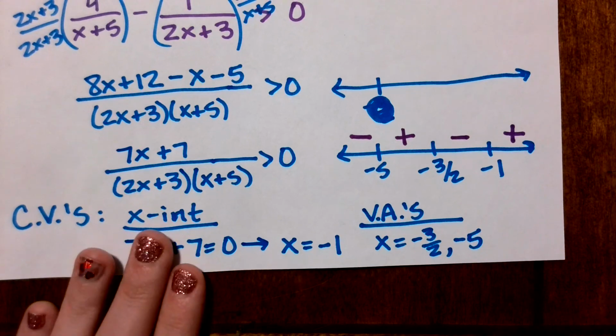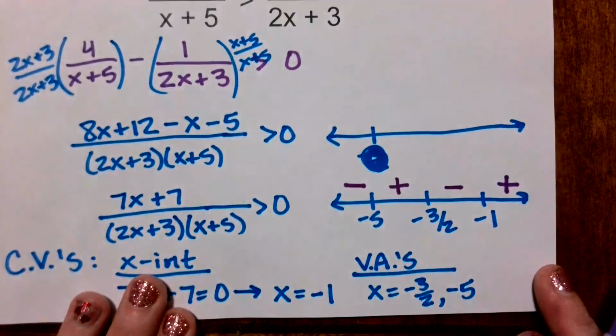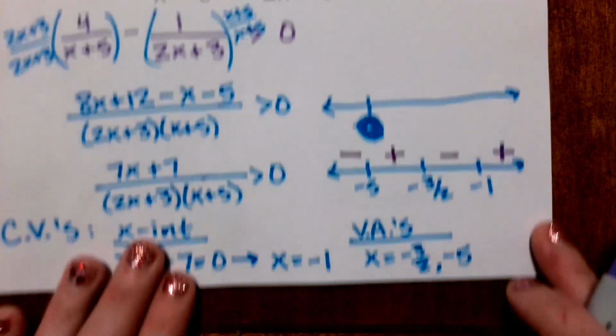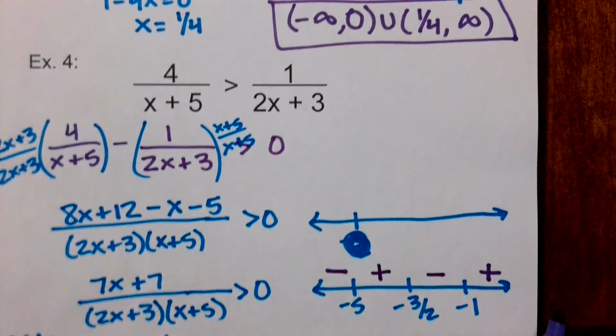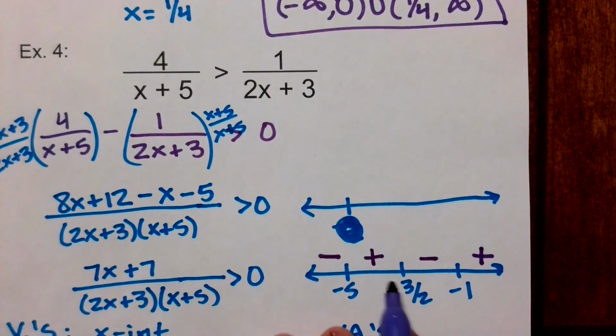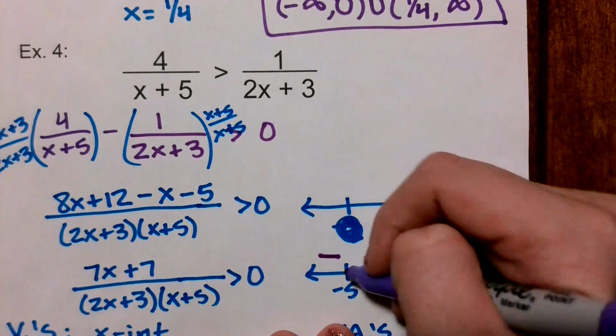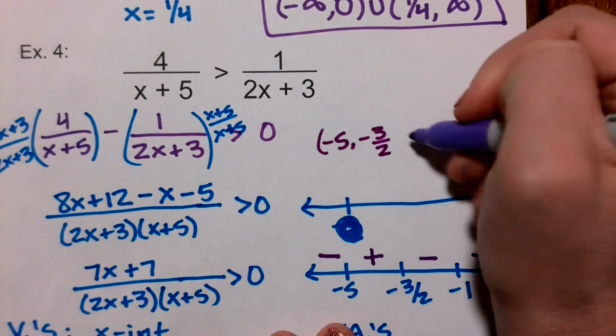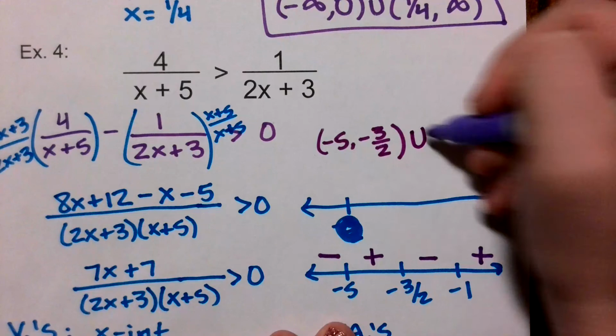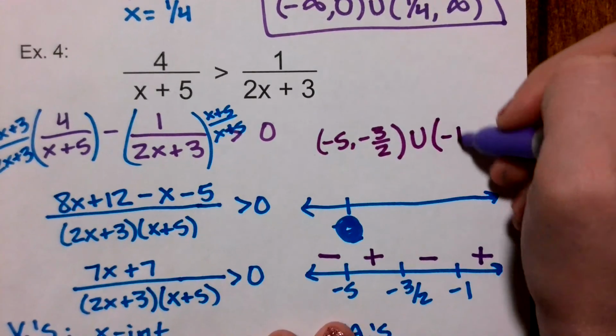Okay, so once we've got our negatives and positives, we are answering where our function is greater than 0 this time. So we should end up with where we are positive from -5 to -3/2, and then again from -1 to infinity.